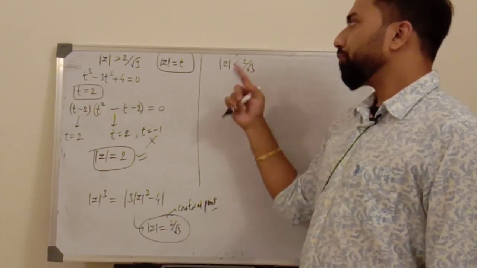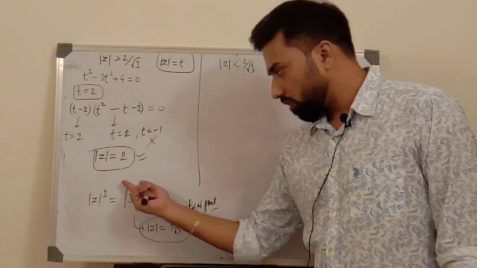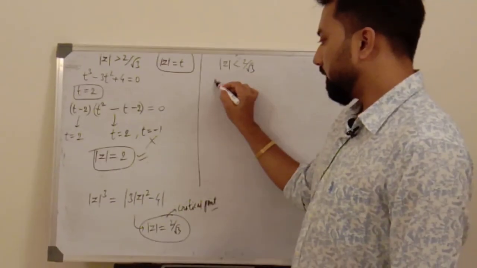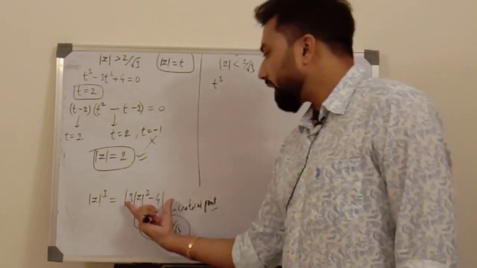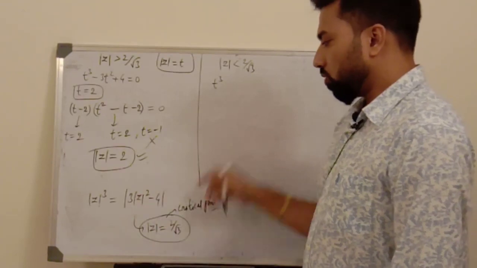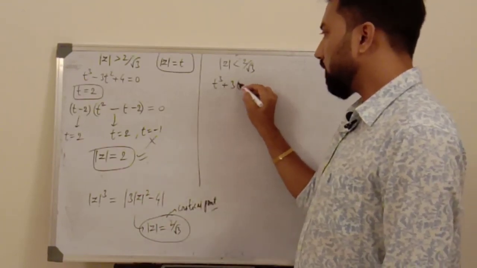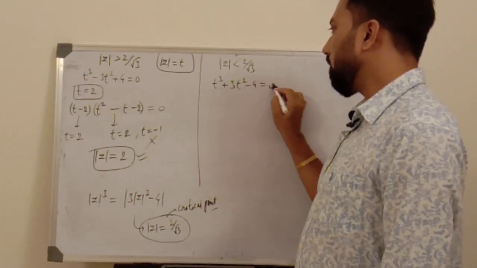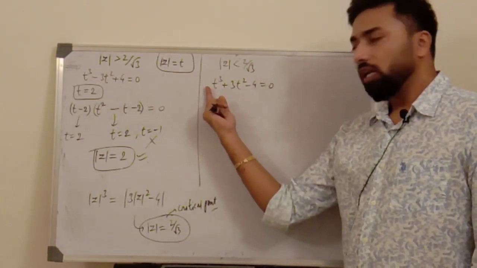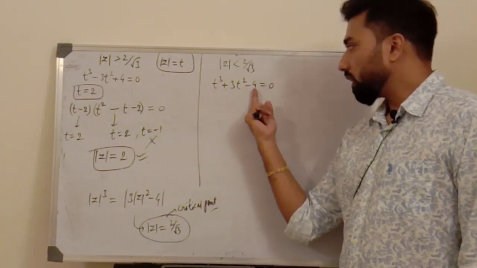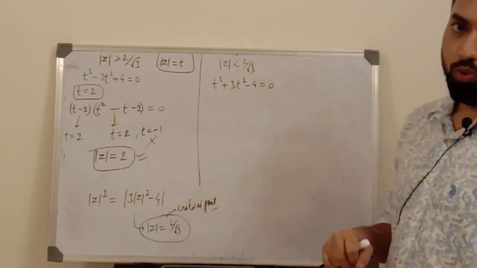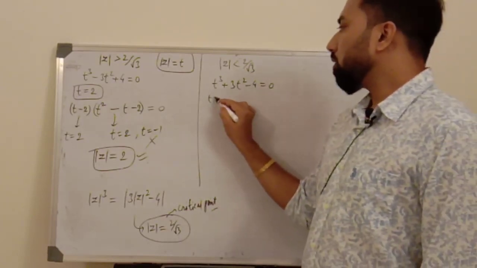What will happen corresponding to this case is this outer modulus becomes negative. So what equation we will be getting is t cube. Now this becomes negative, so here it will become positive on the left hand side. So it will become plus 3t square minus 4 is equal to 0. Now you can see the sum of coefficients: 1 plus 3 is 4, minus 4 is 0. So the sum of coefficients is 0. So t equals 1 will be a root, right? So t minus 1 will be a factor.